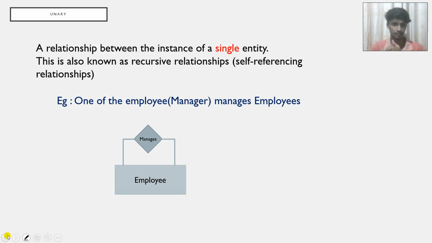I have given an example over here. One of the employees, known as a manager, manages employees. So a manager is itself an employee. Let's say in a department, there are employees, and some of the employees are managers. So the manager is itself an employee. That's where this manager's unary relationship comes from. Basically, it's self-referencing.